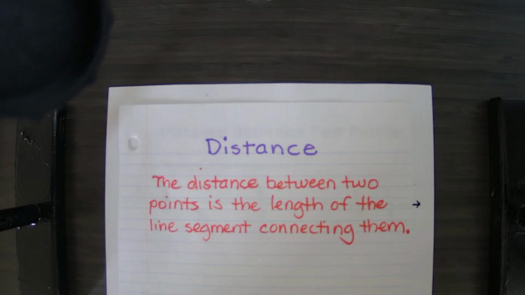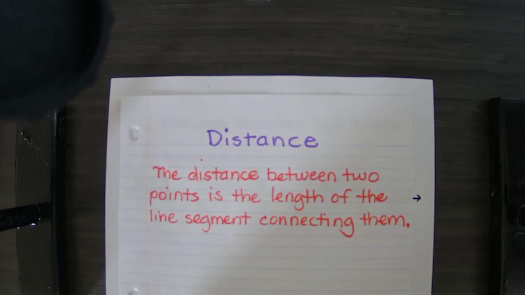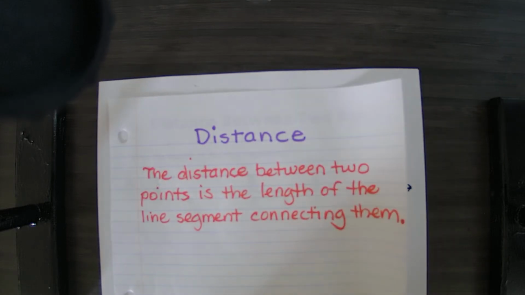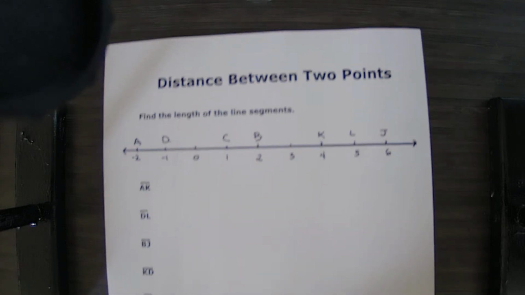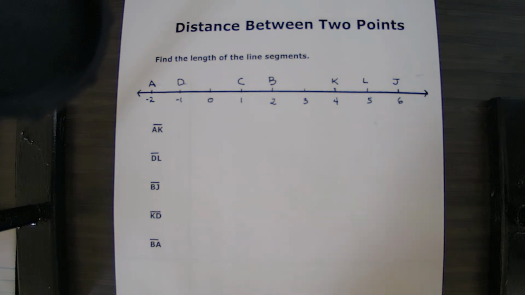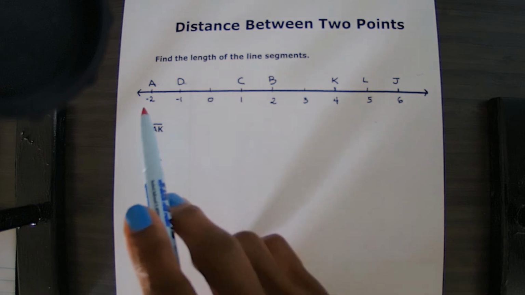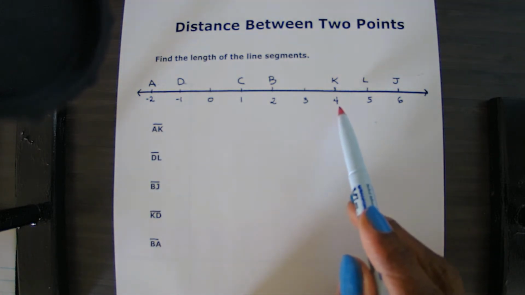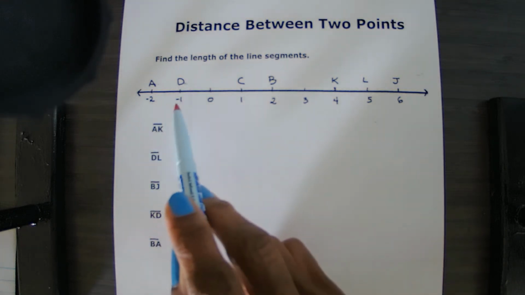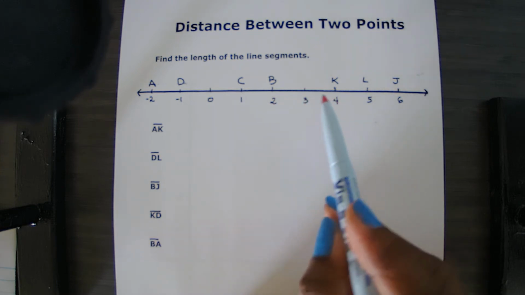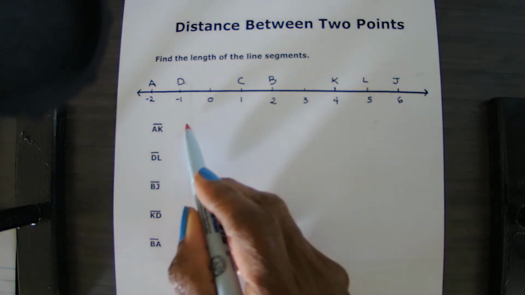The distance between 2 points is the length of the segment or the line segment connecting them. So I want you to study this number line in these segments. For segment AK, we see that A is at -2, K is at 4. We want to see their distance. So 1, 2, 3, 4, 5, 6. I went 6 units.